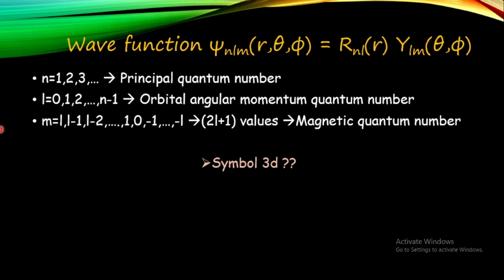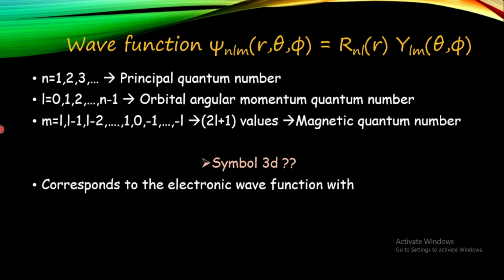Let us understand using an example. If you take the symbol 3D, what does it actually mean? We can understand that it corresponds to the electronic wave function with n equal to 3. So this 3 is called the principal quantum number, which is equal to 3. Then D. In the previous slide, we have seen that D corresponds to L equal to 2, which is with respect to the d electron, which is nothing but the diffuse orbital. So here L will be equal to 2.